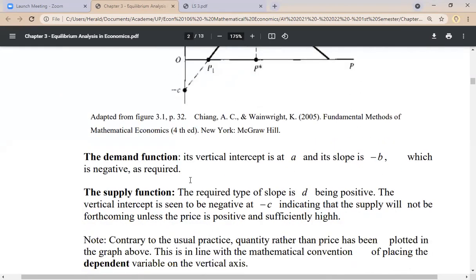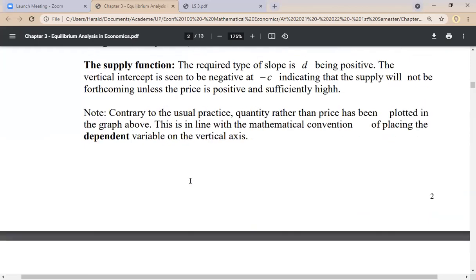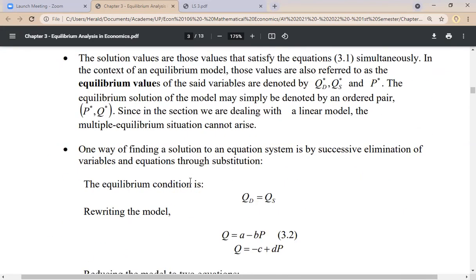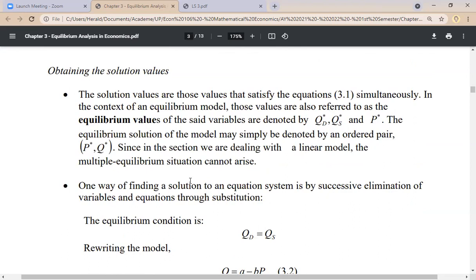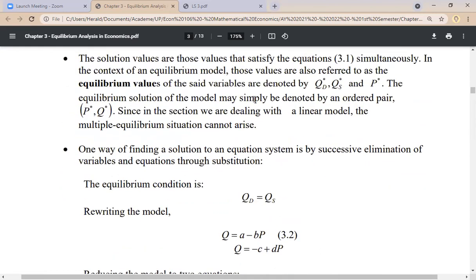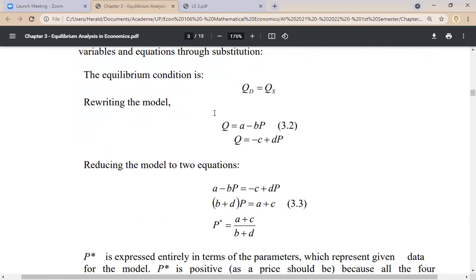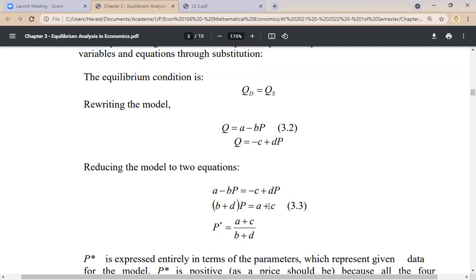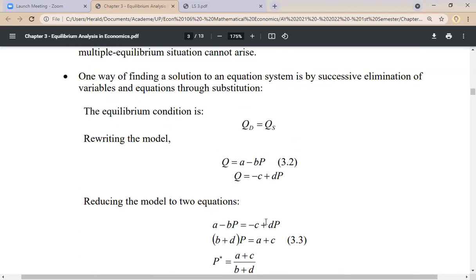Now the next part would be how to solve or to obtain the solution values. This is quite a lengthy explanation, but in terms of the process, this is something that we're familiar with already. But we need first to understand what would be the condition that we have. The condition tells us that we would be equating the two, leaving us the condition that quantity would be the same in either of those functions.